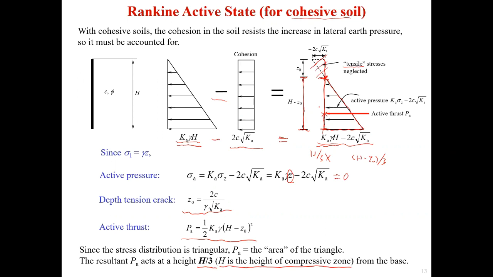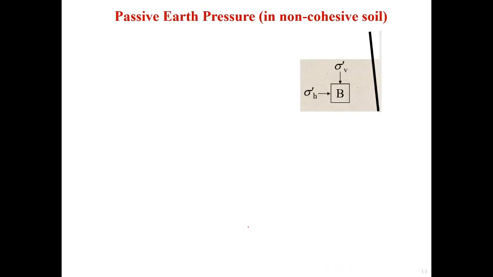So by now we have learned the expression for the Ka, the active earth pressure coefficient, and also the expression for the active pressure and the depth of the tension crack, and also the active stress or thrust or active force acting on the wall. With the corresponding expressions, we also considered the different cases, some expressions for the cohesionless soil and some for the cohesive soil. But those are all for the active state. Now let's have a look at the passive case.